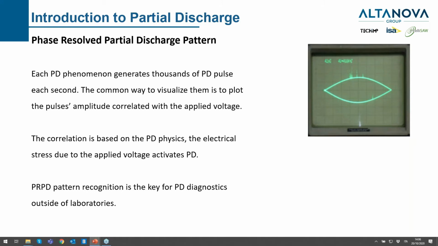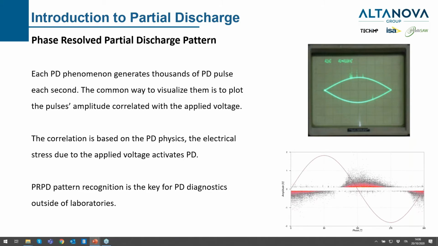As with the previous slides, we have a traditional, historic visualization of the PRPD pattern with an ellipse method, and on the bottom, a more modern visualization of a phase-resolved PD pattern. Each point you can see in this graph is a PD pulse that is plotted on the vertical axis for its amplitude and on the horizontal axis for the phase angle of the applied voltage we are testing. The different colors are due to the different number of pulses recorded for that particular range of amplitude and phase angle. The red sine wave you can see is the reference of the applied voltage given to the instrument.